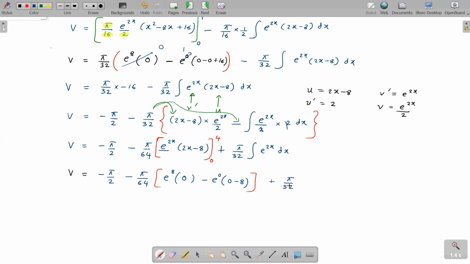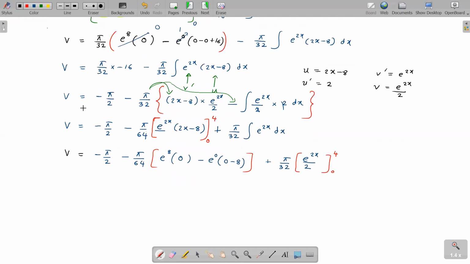Shall we finish that part as well? Here we don't need to use any integration by parts. We can directly integrate e to the power 2x as what? E to the power 2x over 2. And then here also we can use our limits from where to where? 0 to 4. So I end up getting here volume equal minus pi over 2. So the whole thing is a 0. Here I get e to the power 0 is 1. Minus is plus, right? Minus pi over 64 into plus 8. Is that okay?